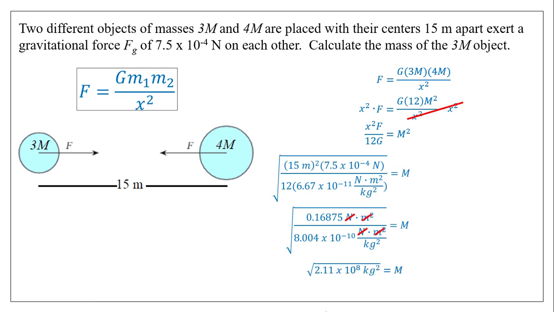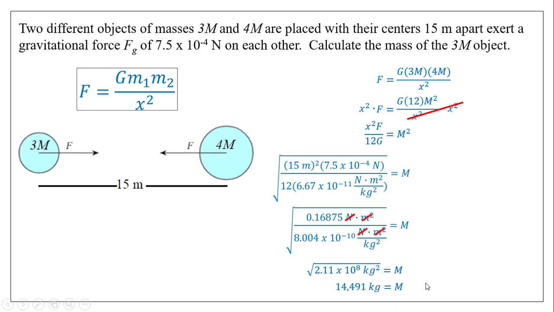Don't mind the units. I just canceled everything out there for you if you need to. But units will cancel out naturally if your algebra is good. Okay. So if you take 0.16875 divided by 8.004 times 10 to the negative 10, you'll get 2.11 times 10 to the 8th. And then the square root of that is going to be 14,491 kilograms.